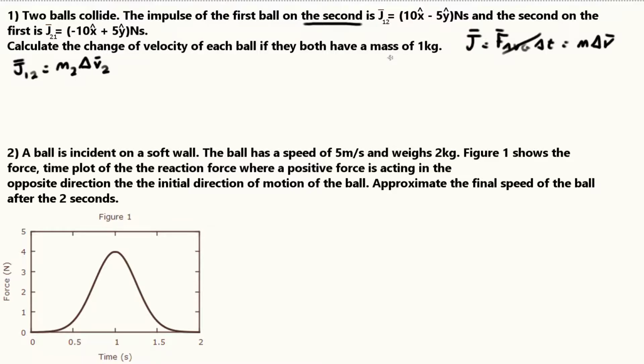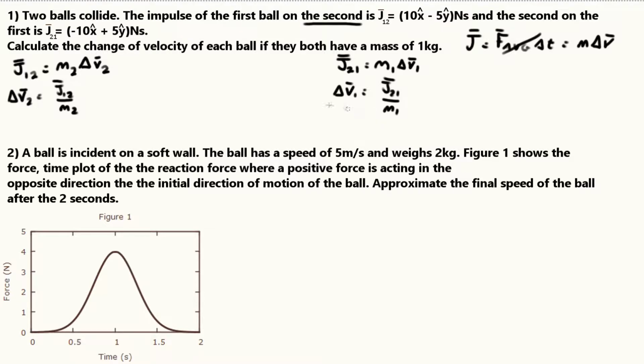And so likewise, for the other half of the question, J21 is going to be the second ball acting on the first, which means that this equation will have m1 multiplied by delta v1. In both of these we need to calculate the change in velocity, and so we simply make delta v2 the subject. Delta v2 will be J12 over m2, and here delta v1 will be equal to J21 over m1.